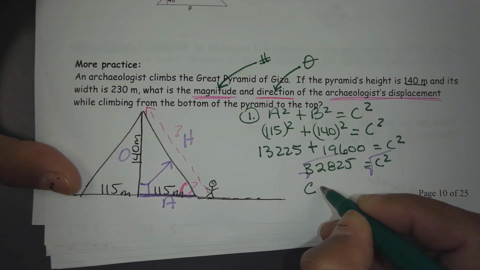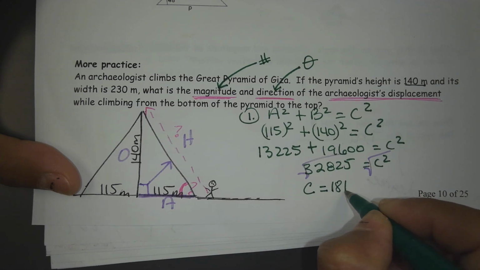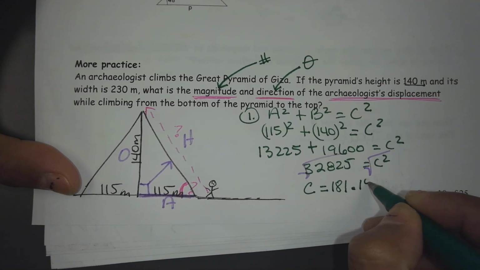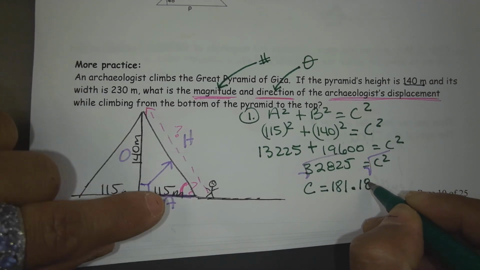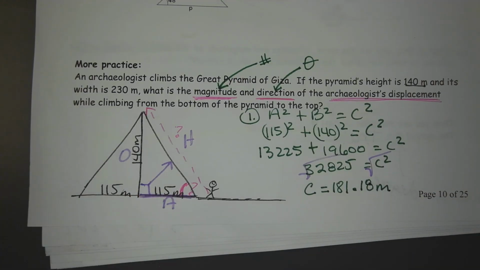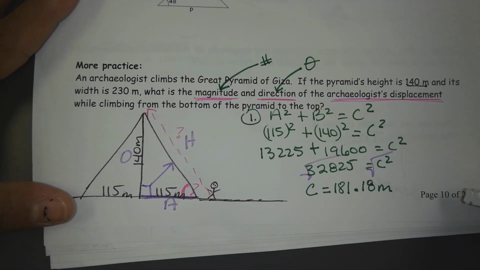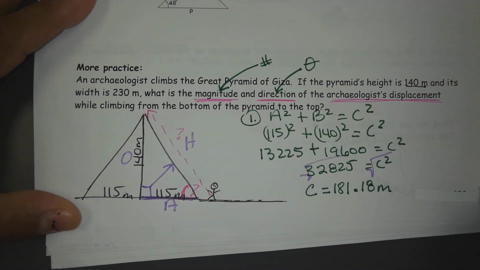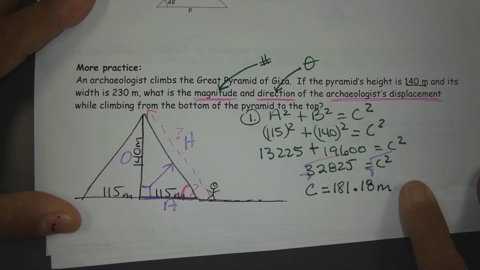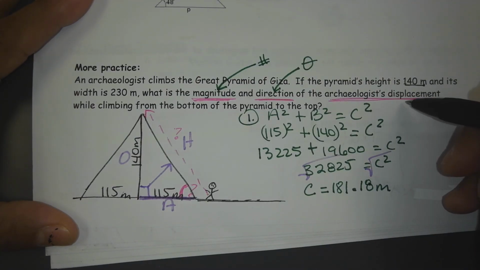Please check my answer. I got 181.18, wait a minute, meters. And that is my hypotenuse, so it better be the biggest leg. I'm just going to put a little line.